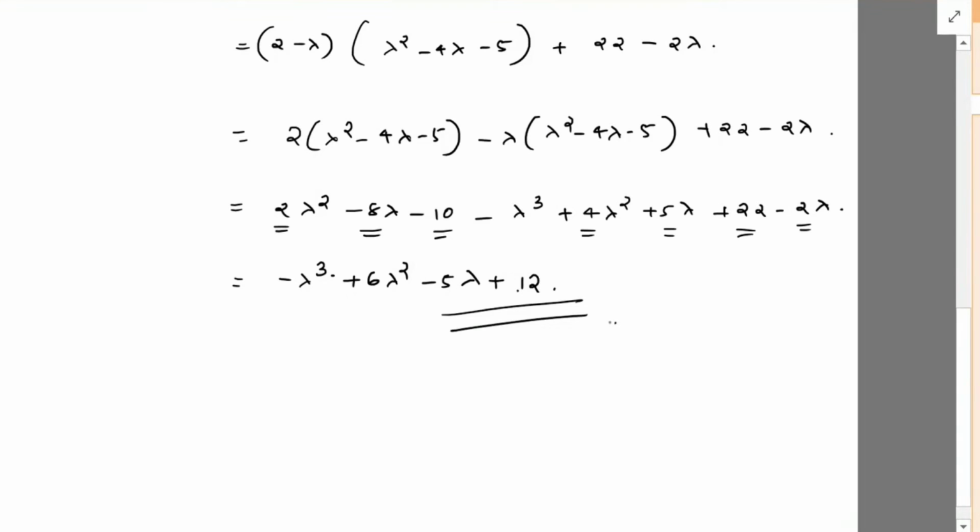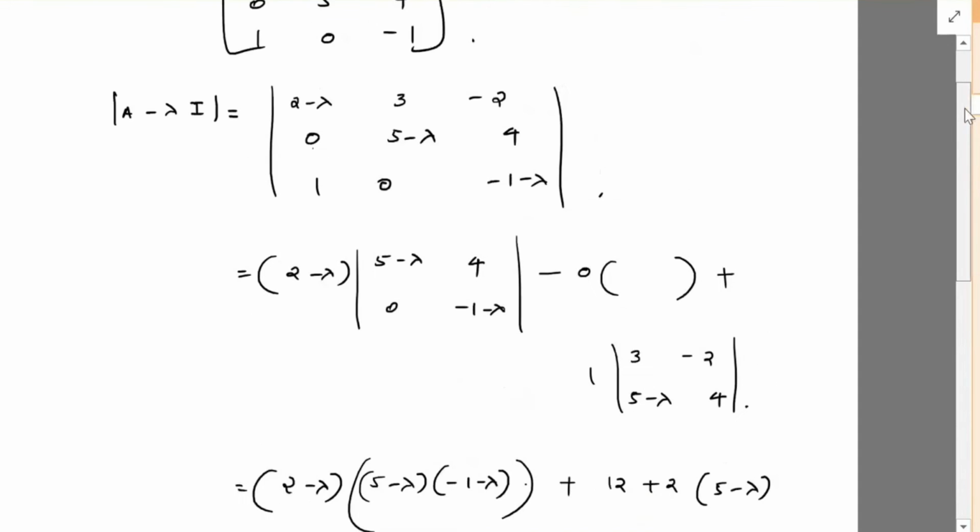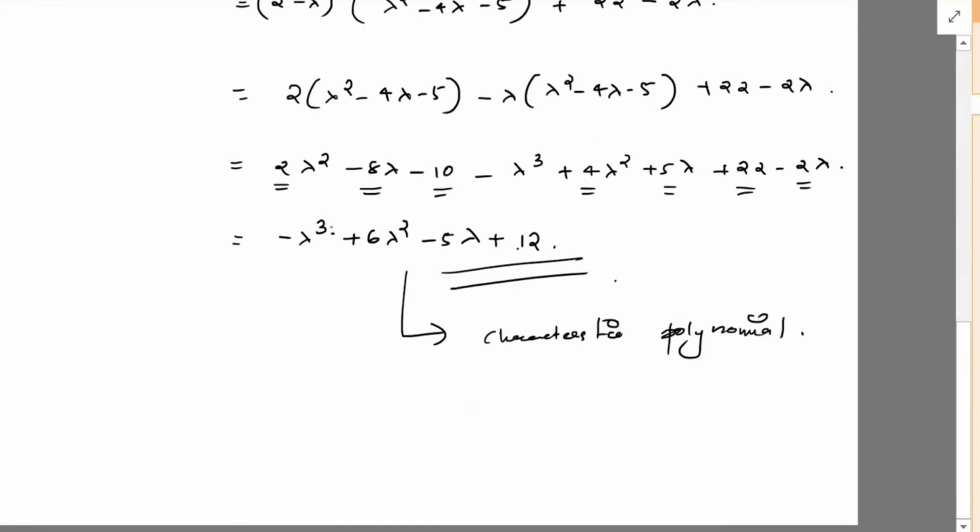So that will be the characteristic polynomial. The characteristic polynomial of the given matrix will be minus lambda cube plus 6 lambda square minus 5 lambda plus 12. So we haven't finished yet. We have to find out the eigenvalues. To find the eigenvalues, we need to find out the roots of this polynomial. So how will you find the roots of this polynomial? That is our next step.